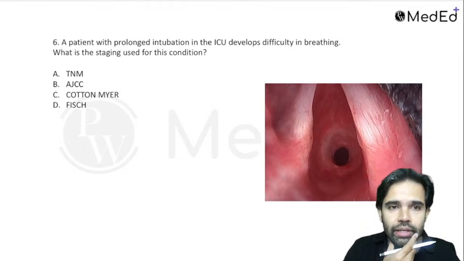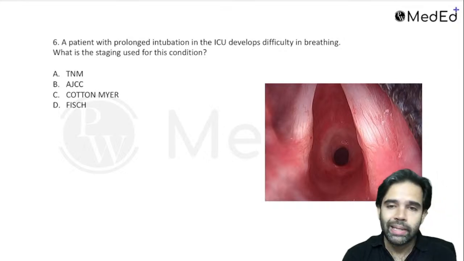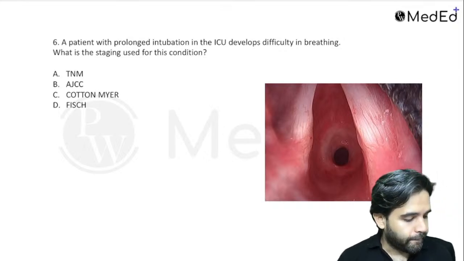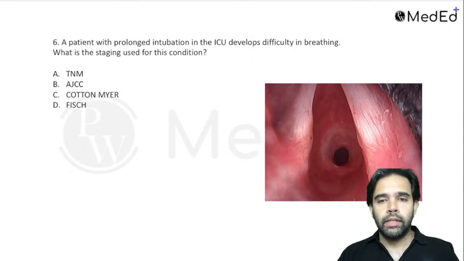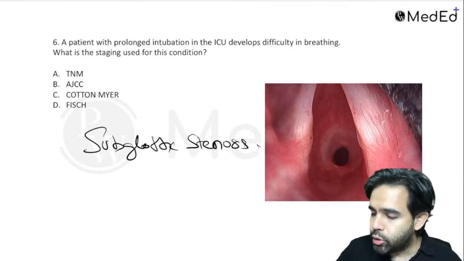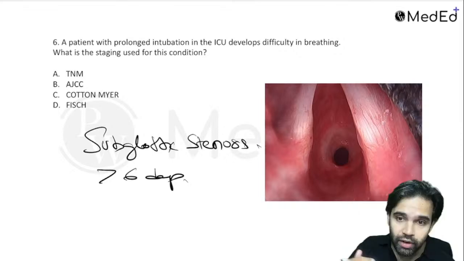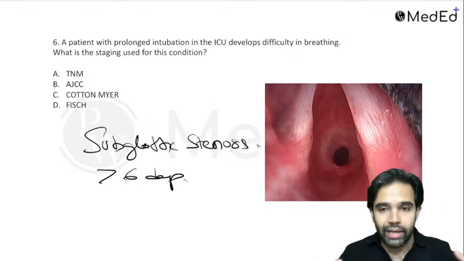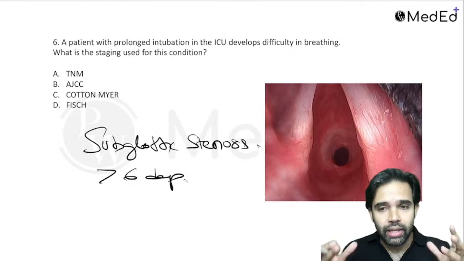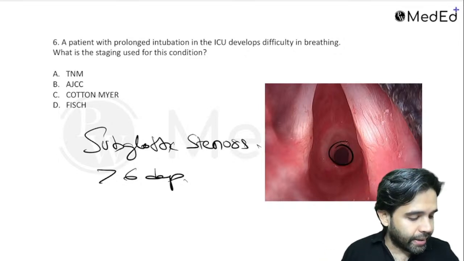This was asked something like this: a patient with prolonged intubation, what is the staging used for this particular condition? This is a subglottic stenosis, I think. Okay, and any intubation more than 6 days. So if somebody has a prolonged intubation, which is considered more than 6 days, they can develop a subglottic stenosis, which is a chronic complication. After many months or a few months, not immediate, there will be fibrosis, and this patient will come with this kind of a narrowing in the subglottic area.